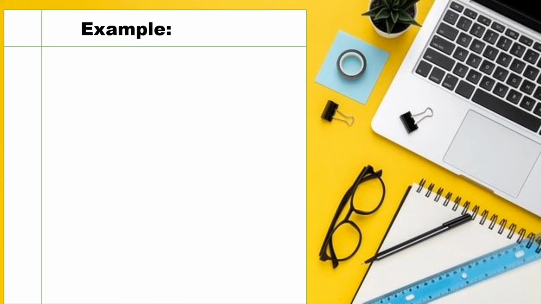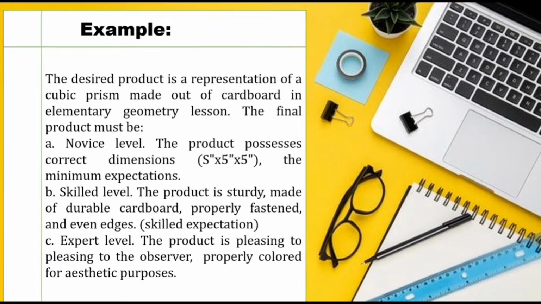Then we have the example. The desired product is a representation of a cubic prism made out of cardboard in an elementary geometry lesson. The final product must be novice level. The product possesses correct dimensions, side by side 5 by 5, the minimum expectations. Skilled level. The product is sturdy, made of durable cardboard, properly fastened and with even edges. Expert level. The product is pleasing to the observer, properly colored for aesthetic purposes.